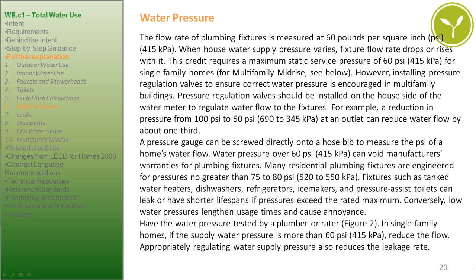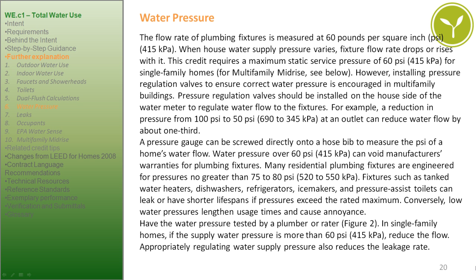Pressure regulation valves should be installed on the house side of the water meter to regulate water flow to the fixtures. For example, a reduction in pressure from 100 psi to 50 psi at an outlet can reduce water flow by about one-third. A pressure gauge can be screwed directly into a hose bib to measure the psi of the home's water flow. Water pressure over 60 psi or 415 kPa can void manufacturers' warranties for plumbing fixtures.